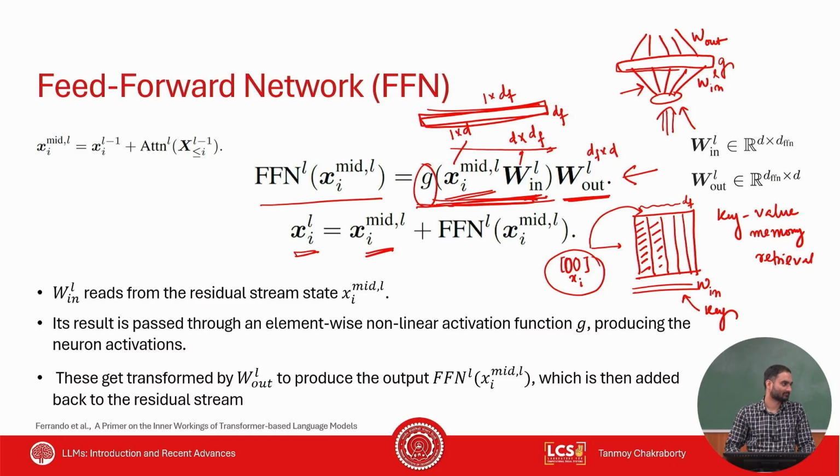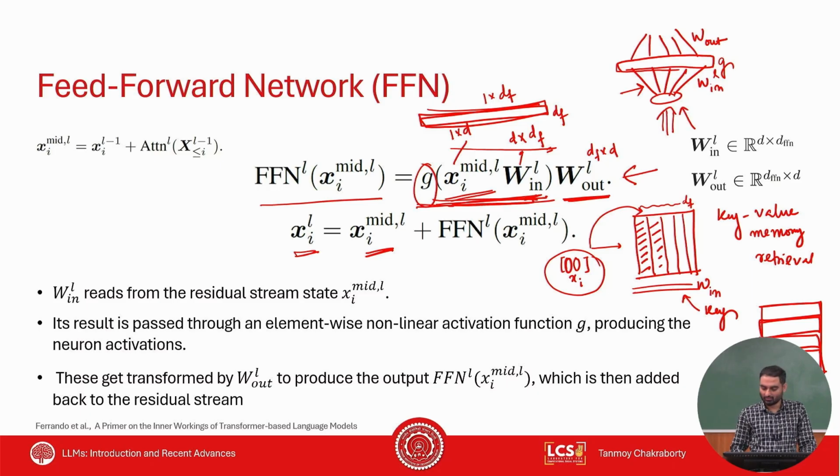This is the key, and that key will now be applied to W_out. You can think of W_out as the value storer. W_out would look like this. The dimension is DF times D, meaning there are DF number of values.